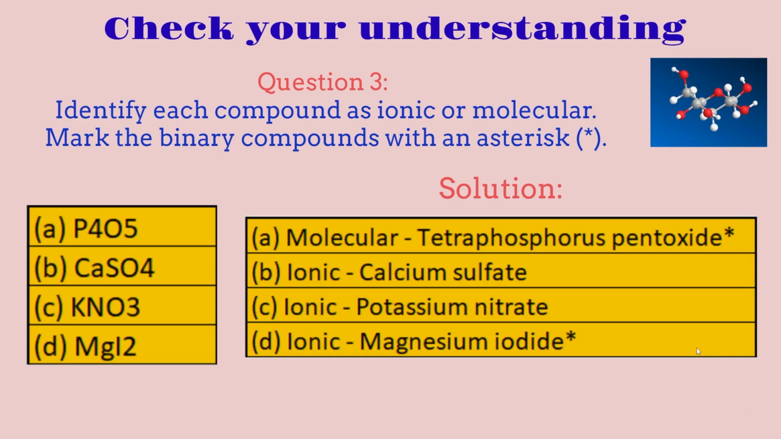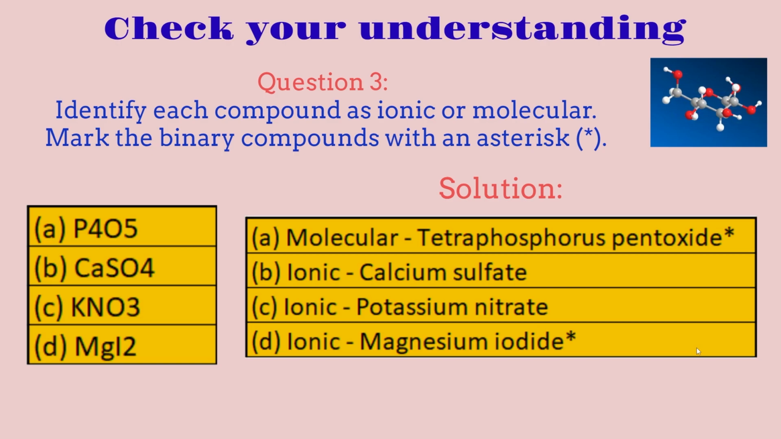So for the first one, we have molecular, and for the name, we have tetraphosphorus pentoxide, and it has an asterisk because it is a binary molecular compound. For the second one, it is ionic because one is a nonmetal, one is a metal. And then for the next one, we also have ionic, and it's potassium nitrate. And finally, for the last one, it is also ionic, and it's magnesium iodide. And this has an asterisk, which means that it is a binary compound.